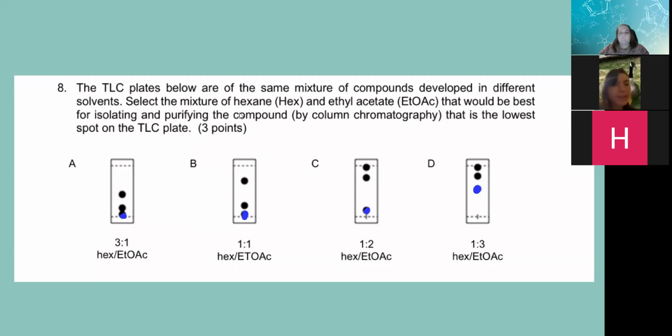All right, let's go over it. So we're isolating the lowest spot. That means in this case, we're isolating the most polar compound. Because it's a polar compound, it's going to take longer to come off the column, which is fine. We've got all the time in the world here.